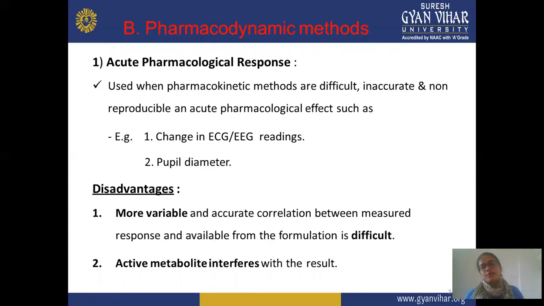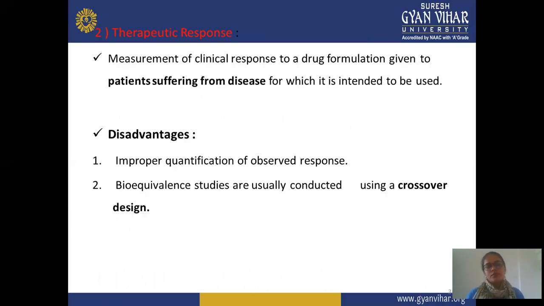Next is pharmacodynamic parameters. This was all about pharmacokinetics. In pharmacodynamics, first is the acute pharmacological response. In this, pharmacodynamic methods are used, and effects like change in ECG, EEG reading, and pupil diameter are observed. The disadvantage is that it is more variable. Metabolites interfere with results.